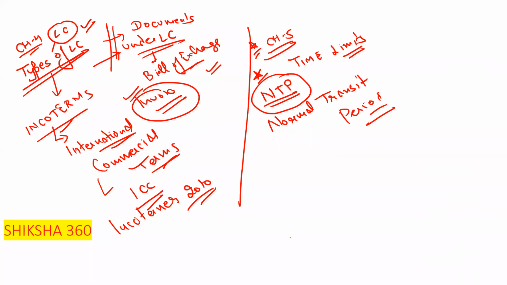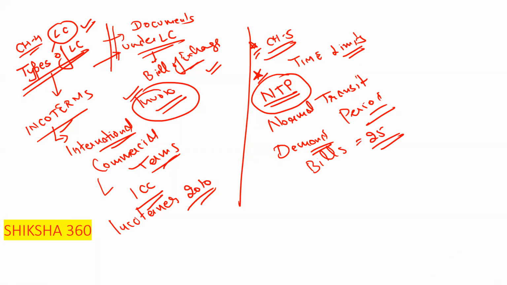And what is the normal transit period? In general, in the case of demand bills, it is 25. So these types of questions you will definitely get in the examination, like what is the number of days.